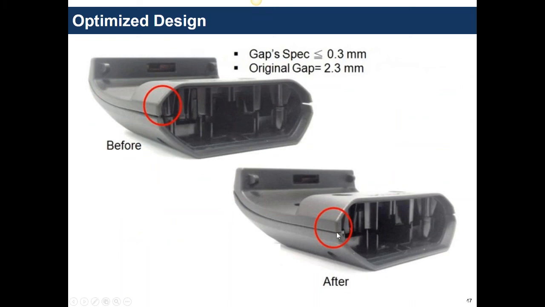The main thing they wanted to see is what happens when everything comes together. So they went ahead and included those modifications. They made the part, and here the original gap was 2.3 millimeters. They brought that gap down to 0.25 millimeters. So now their assembly was within their tolerance, and they were happy.